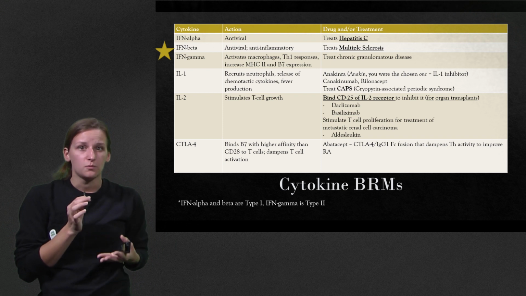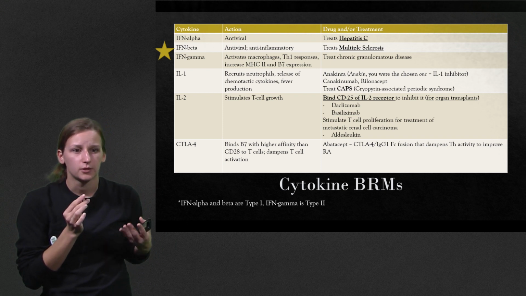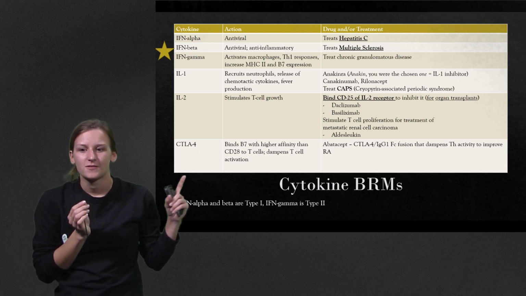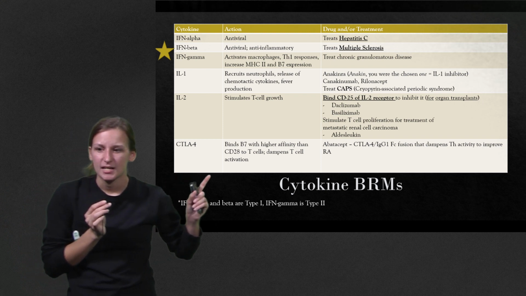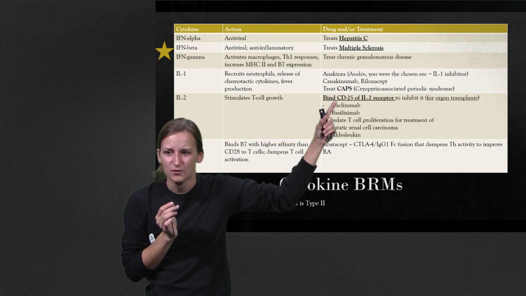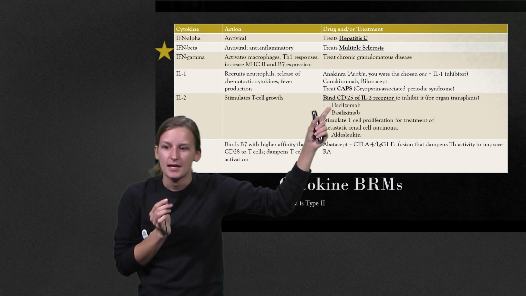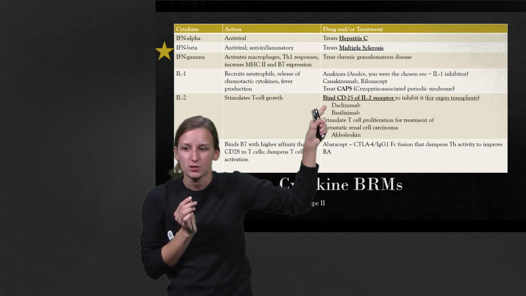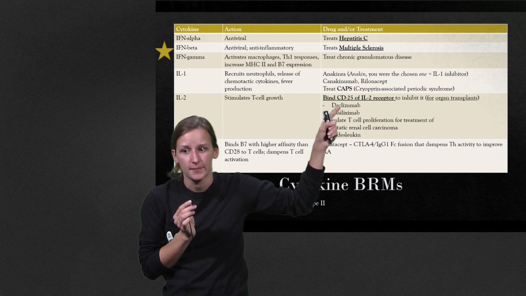IL-2, as you might recall, actually helps to proliferate T cells. So for this one, I want you to take away that we have two different types of mechanisms of using IL-2. We can either bind to the CD25, I want to say it's the alpha chain, to inhibit IL-2 from being produced, and so you can have daclizumab or basiliximab.